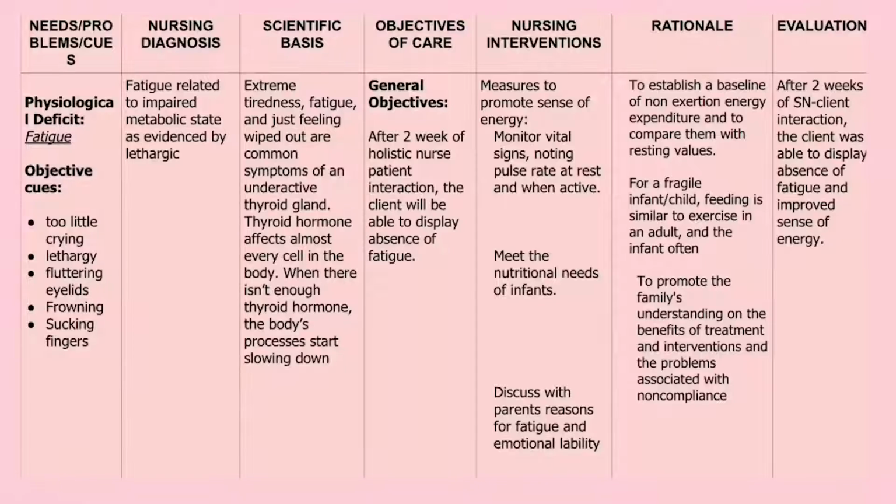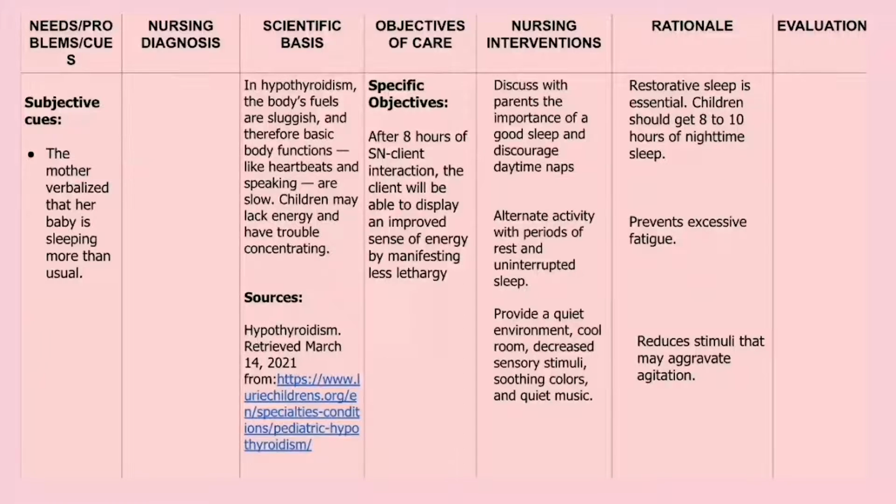Thyroid hormone affects almost every cell in the body. When there isn't enough thyroid hormone, the body's processes start slowing down. In hypothyroidism, the body's fuels are sluggish, and therefore basic body functions like heartbeats and speaking are slow. The objectives of care that should be met. For the general objectives, after 2 weeks of holistic nurse-patient interaction, the client will be able to display absence of fatigue. For the specific objectives, after 8 hours of student-nurse-client interaction, the client will be able to display an improved sense of energy by manifesting less lethargy.